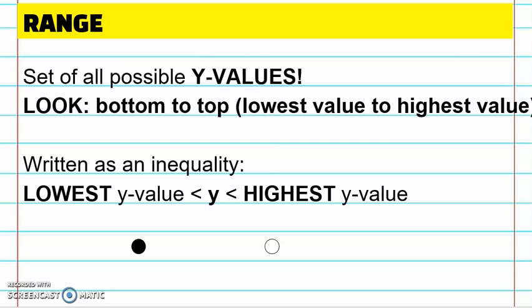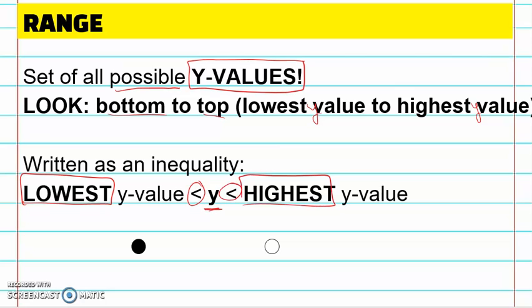So domain was the x values. Range is all the possible y values. So this is that vertical range now that we're looking at. So we look bottom to top, it's the lowest y value to the highest y value. Okay, so when we write our inequality, we have our lowest y value and our inequality y in the middle, sandwiched, right, to our highest y value. So that's how you always want it, lowest to highest, or otherwise you're going to do funky stuff and not mean what you actually mean.